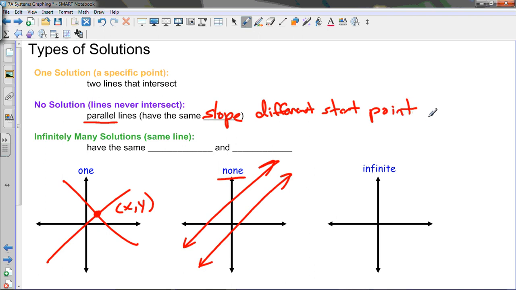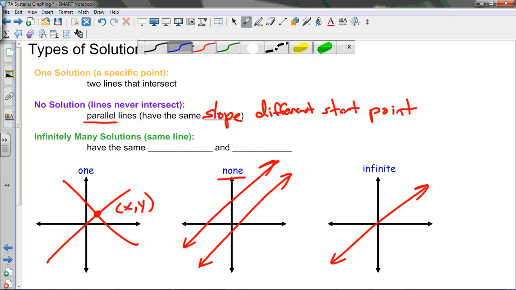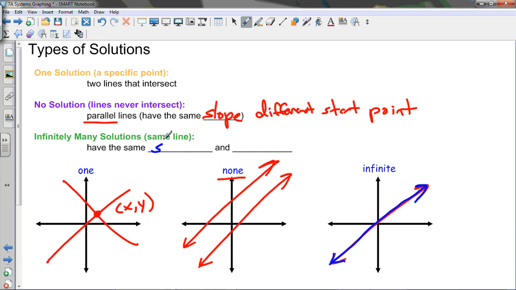Okay. Now, infinite answers is, let's say we have a line, okay? And let's say we graph a second line, and it happens to lie right on top. So I'm going to do a different color. This a different line, which ends up being the same starting point and the same direction, okay? So in this case, they have to have the same slope, and they have to have the same starting point, okay? So that is the key here.